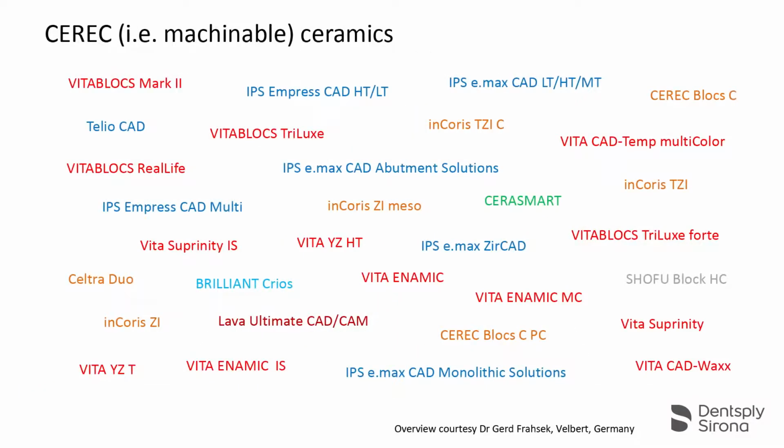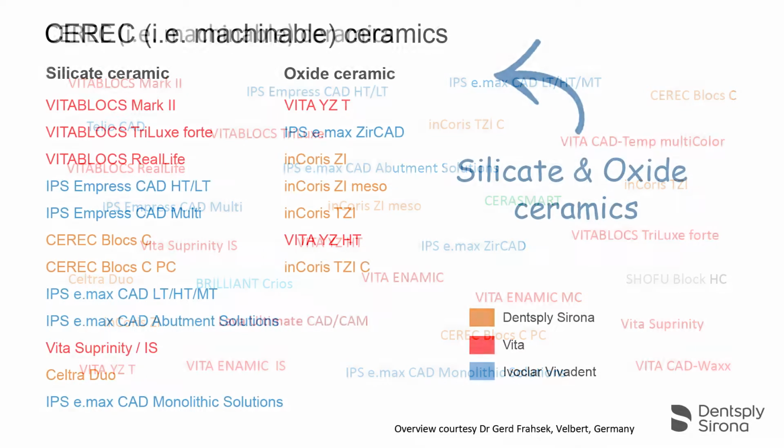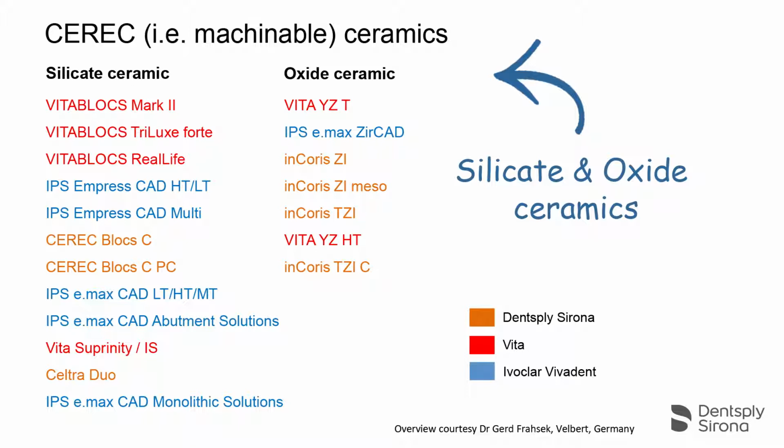There is an almost incalculable number of ceramics available on the dental market. Which of these ceramics have a low flexural strength and which a high? Which must be luted using an adhesive cement and which not? Fortunately, the majority of products can be divided into only two groups. Either the product is a so-called silicate ceramic or an oxide ceramic.